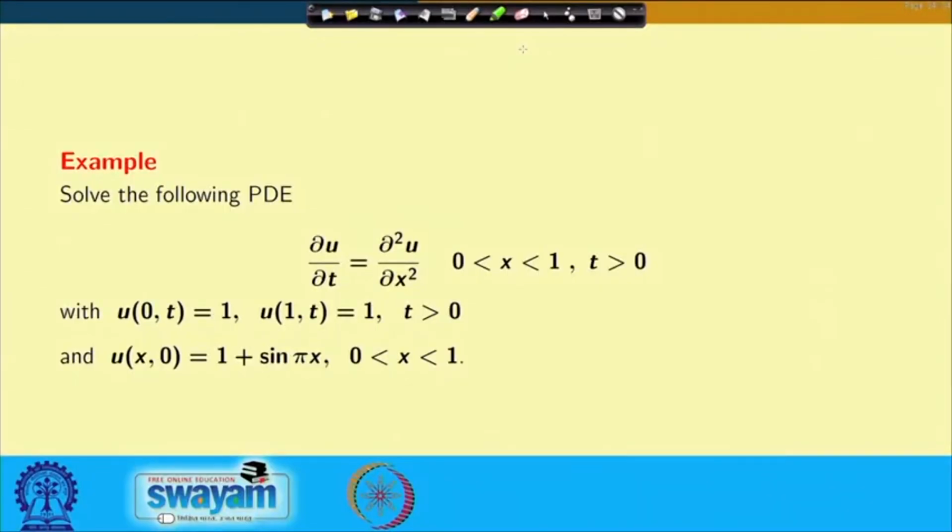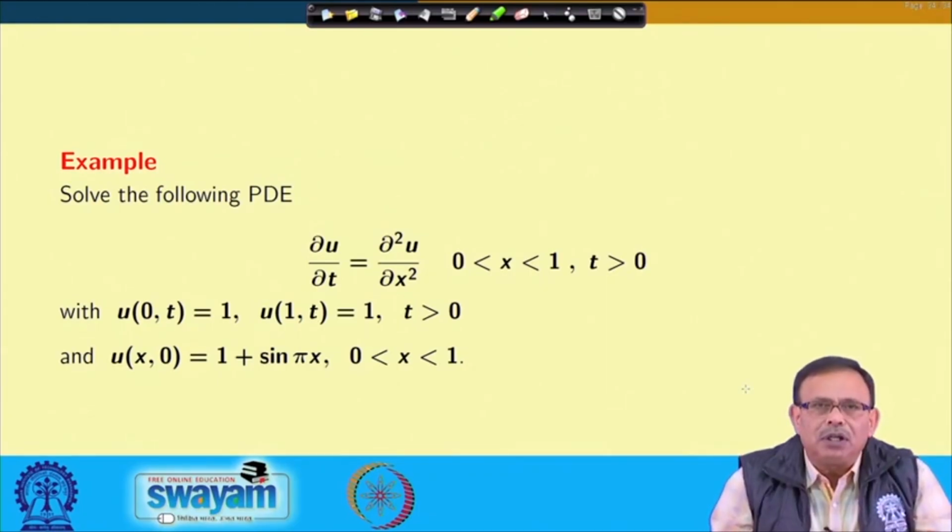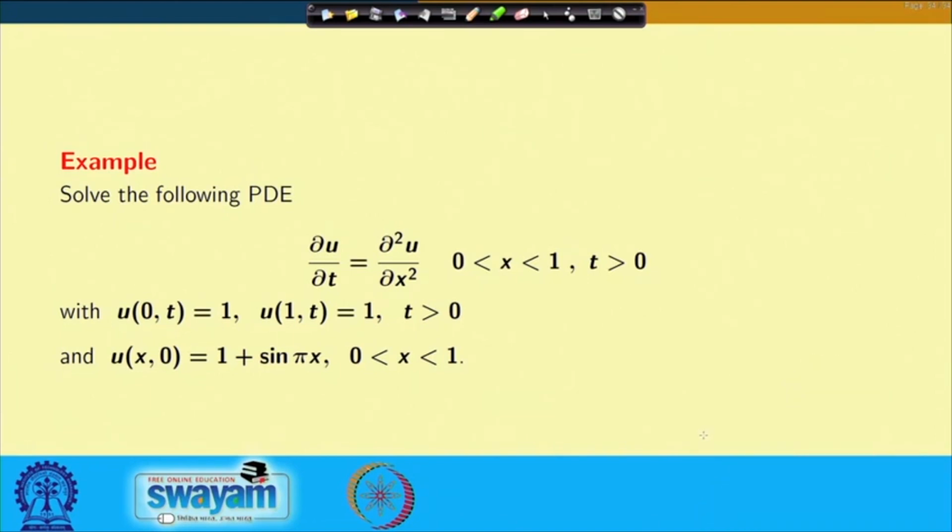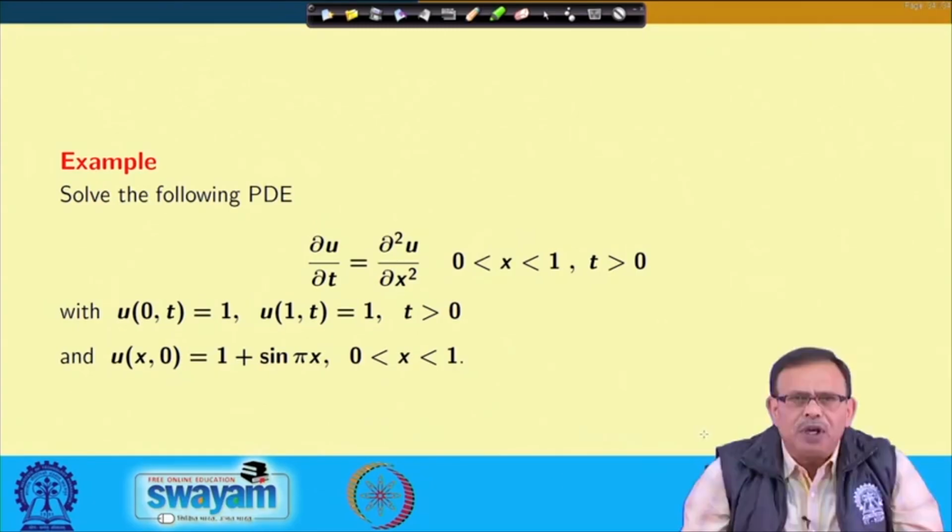We want to solve the following PDE: del u del t equals del two u del x square, x lies between 0 and 1, t greater than 0, with u 0 t equals 1, u 1 t equals 1 when t is greater than 0, and it is given that u x 0 equals 1 plus sin pi x, where x lies between 0 and 1. If you carefully see this problem, I have two independent variables x and t. x lies between 0 and 1 and t is greater than 0.